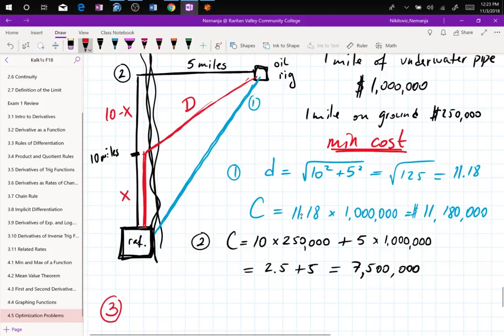So route 3. What do I have for a cost equation? The cost equation here is going to be x times $250,000 plus, and now what's my D?